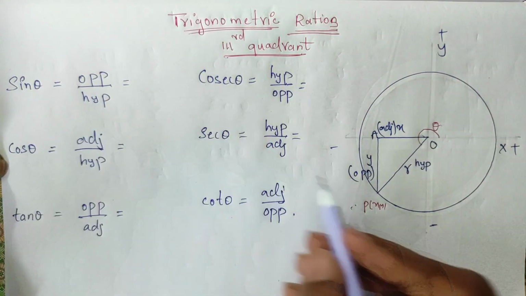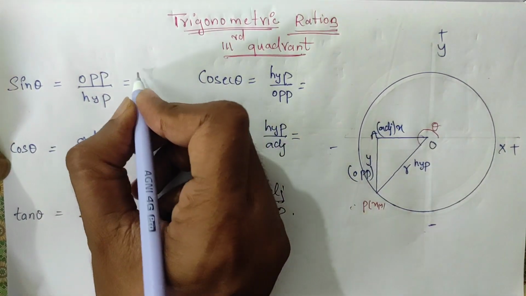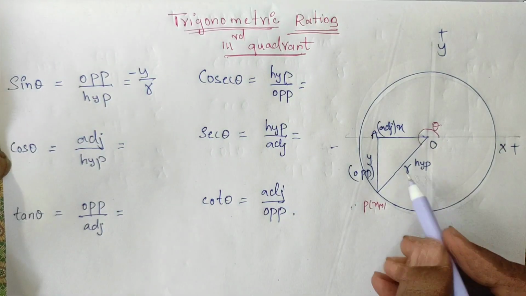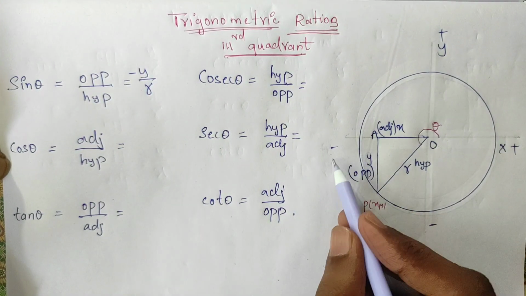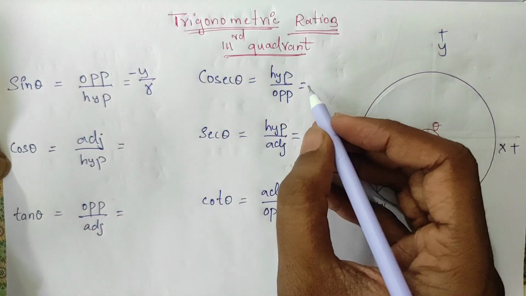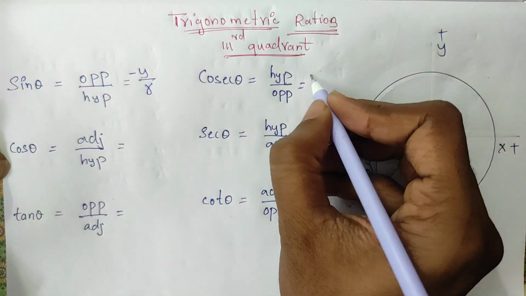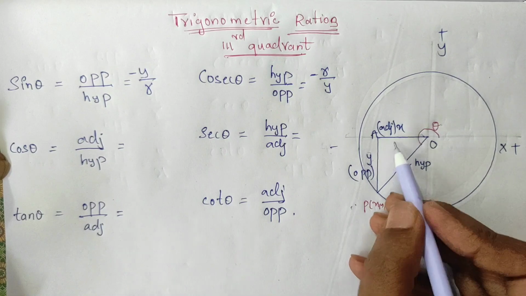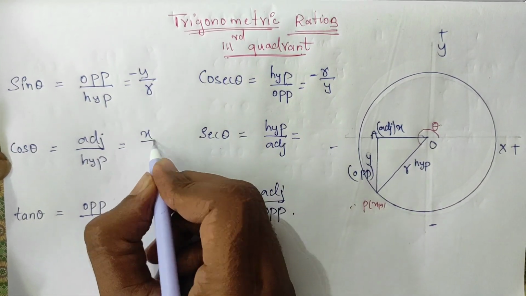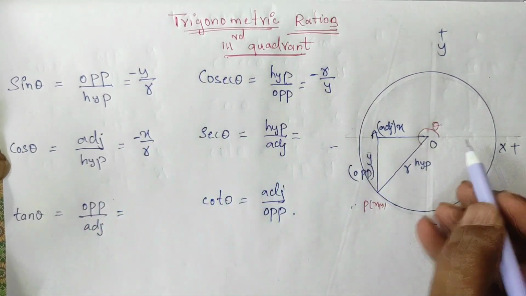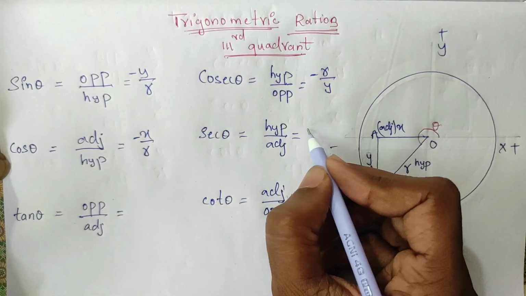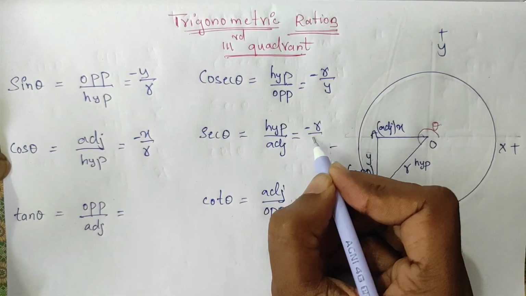So the opposite side is how much? Again the opposite side is y and hypotenuse is r. Again y by r, I am writing negative. Why negative? Because we know y is negative in the third quadrant. Similarly cosec theta can be written as minus r by y. Okay, similarly cos theta is adjacent by hypotenuse. What is the adjacent side here? X by hypotenuse r, and I am writing negative. Why negative? Because in the third quadrant x is negative. Similarly here sec theta can be written as minus r by x.